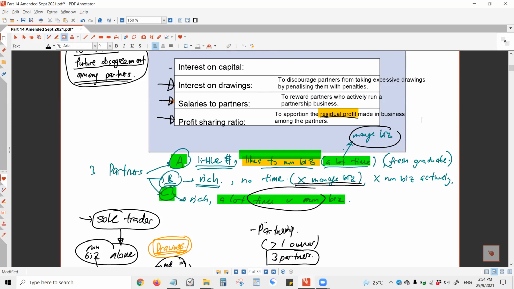Okay, so interest on drawing is used to prevent partners from taking excessive drawings. So you see, whenever they want to take drawings, they will think twice, because they have to pay interest if they take drawings.